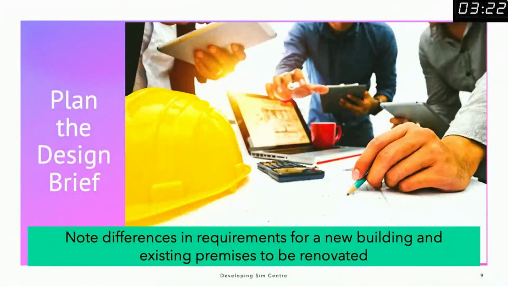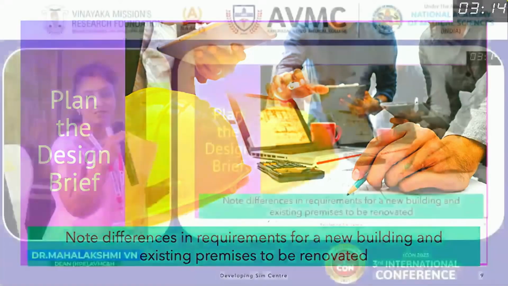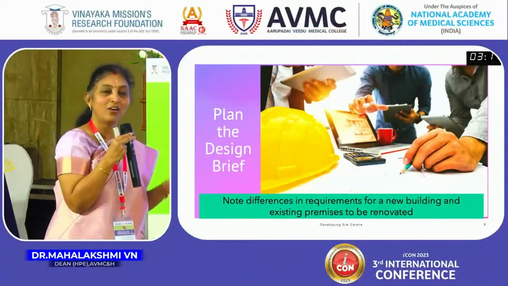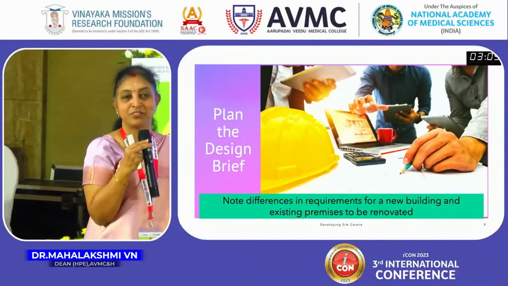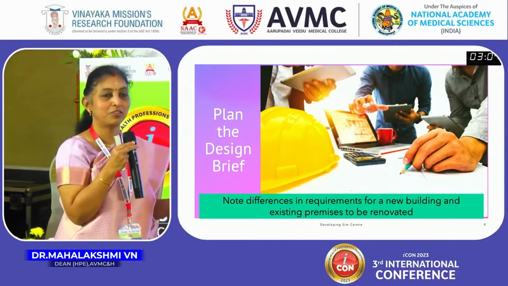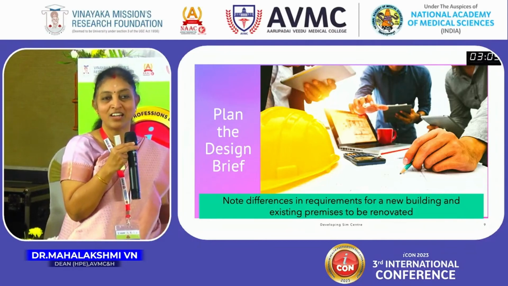And then you need to plan the design brief. You just say, okay, build me a skill lab. So some contractor, some engineer will come and build some structure. But you need to give a design brief. And unfortunately, all of us don't have a blank canvas. We don't get a space and be told, okay, this is 10,000 square feet, build a skill lab in this. We hardly ever get this.